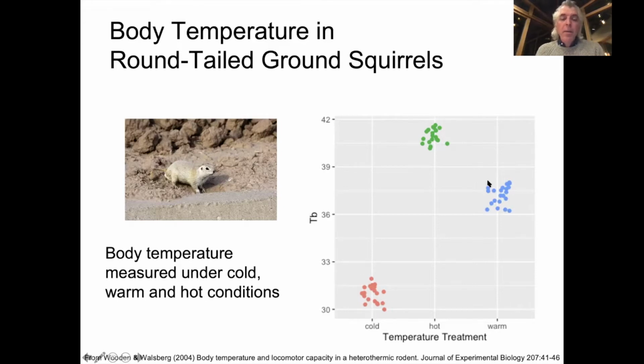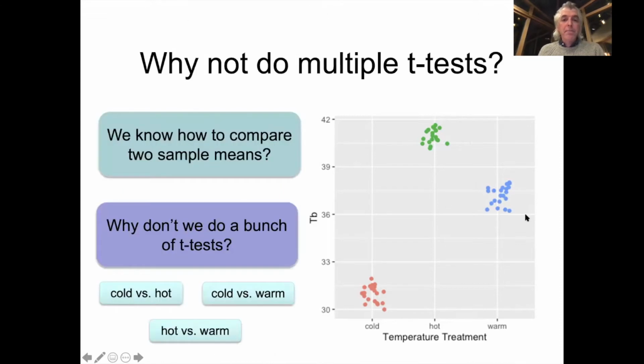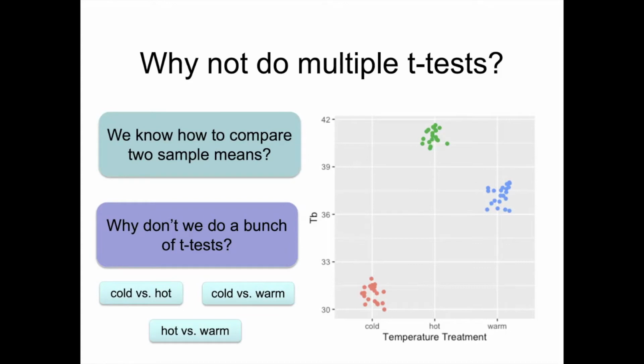So how can we compare the means across these 3 treatments then? Or more specifically, why can't we use a series of t-tests to make comparisons across these 3 means? We know how to do this, so why can't we just do a t-test between cold versus hot, cold versus warm, and hot versus warm?